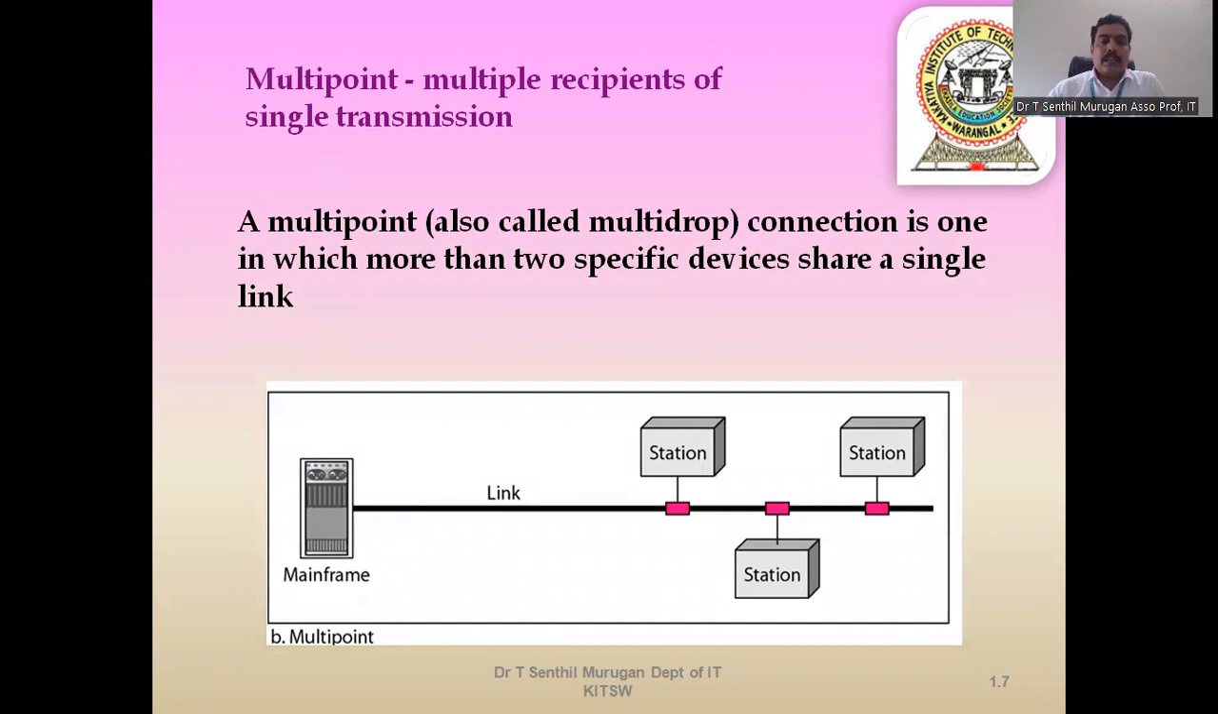The link is common to all. This link will be shared by multiple receivers. It may be session 1, session 2 or session 3, node 1, node 2, node 3. So these are all three receivers, the sender is single, but this link is shared to multiple points. This is called a multi-point connection.